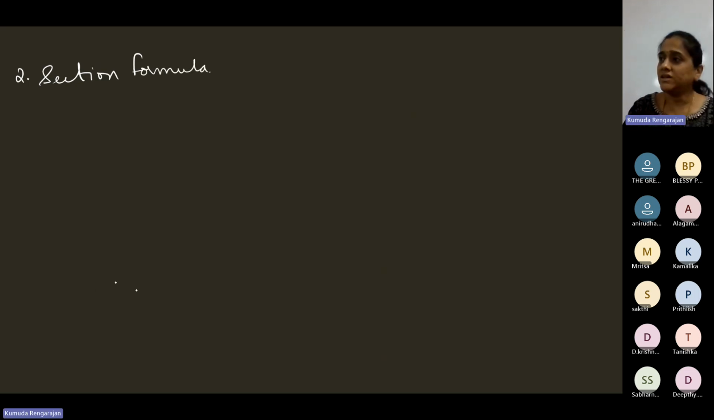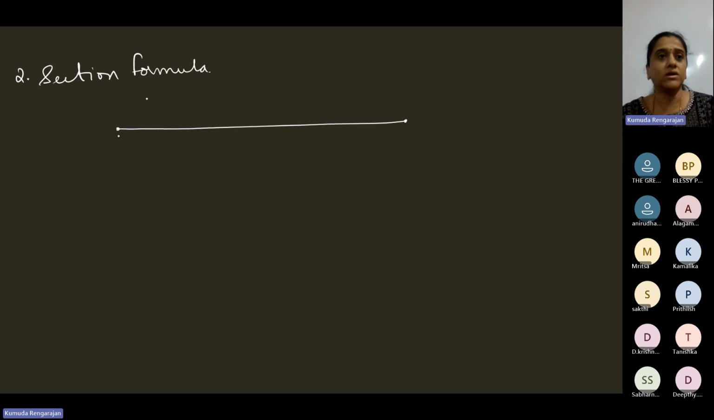So we'll understand the different components in the section formula. In the section formula, basically you have a line segment on the Cartesian plane. It need not be a straight line like this. It can be inclined.